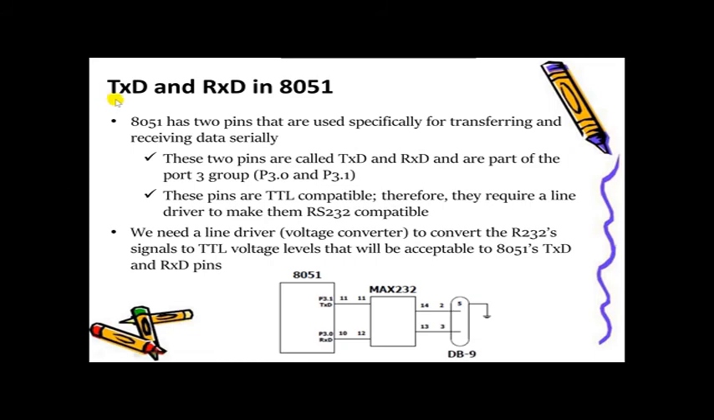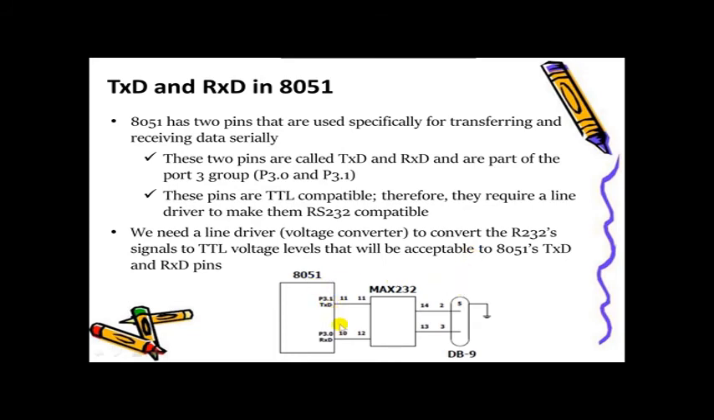Next, TXD and RXD. This is the simplest form of receiver and transmitter. Transmitting and receiving in 8051: it has two pins that are used specifically for transmitting and receiving the data serially. These two pins are called TXD and RXD and are a part of port 3, that is P3.0 and P3.1. These pins are TTL compatible, therefore they require a line driver to make them RS232 compatible. We need a line driver, that is a voltage converter, to convert the RS232 signal to the TTL voltage level that will be acceptable to the 8051 TXD and RXD pins.